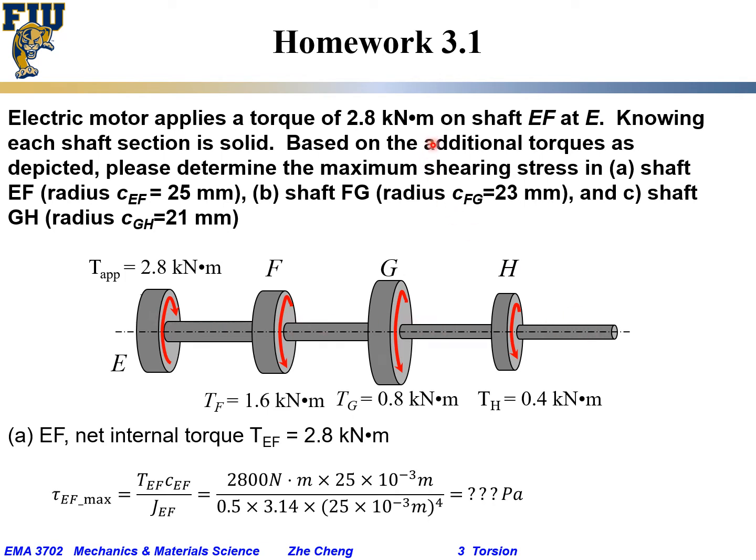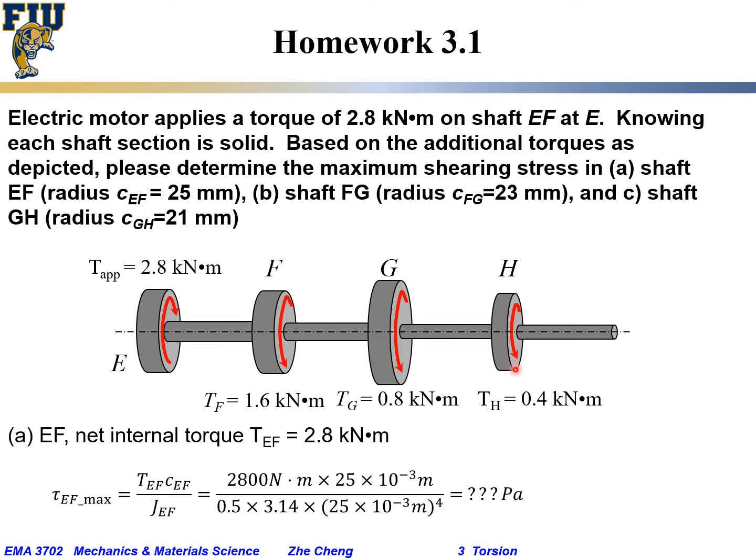Based on the additional torques as depicted, we have TF here at 1.6 kilonewton meter, TG here 0.8 kilonewton meter, TH here 0.4 kilonewton meter. Note that the applied torque is going this way, while the rest, TF, TG, TH, are going the other way.